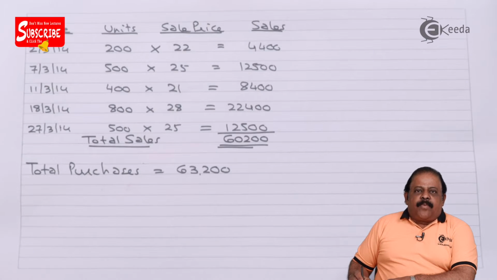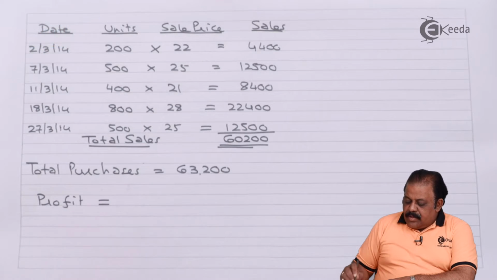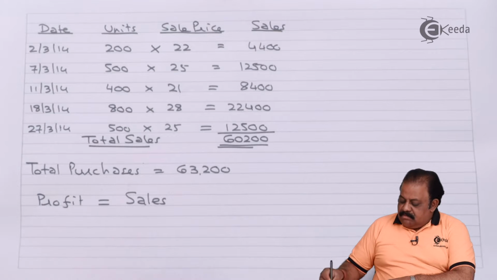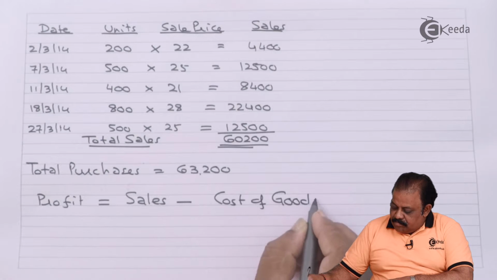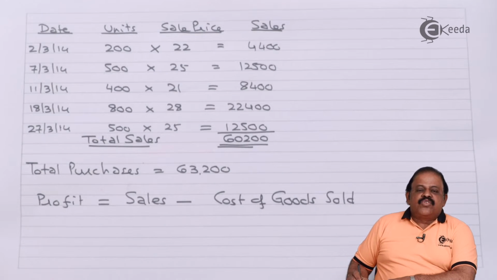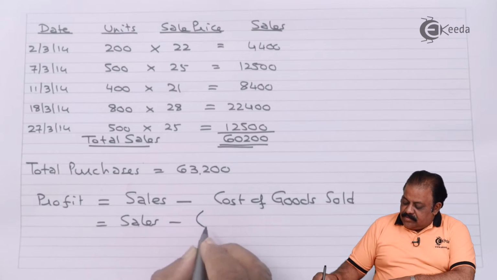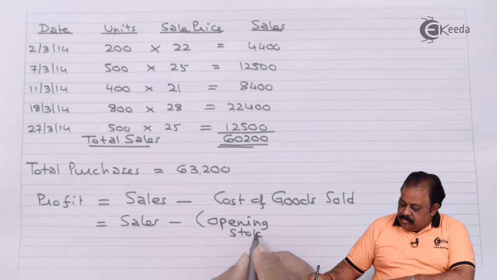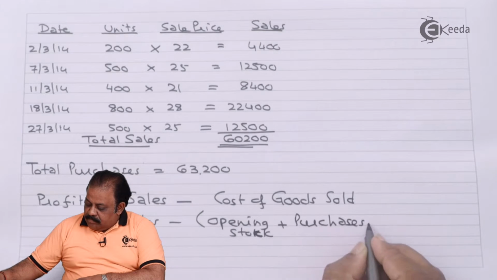Now we are required to find out the profit. Profit can be calculated as profit is equal to sales minus cost of goods sold. Sales minus opening stock plus purchases minus closing stock.